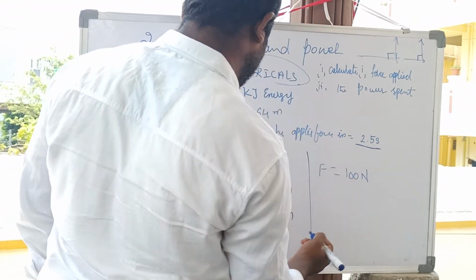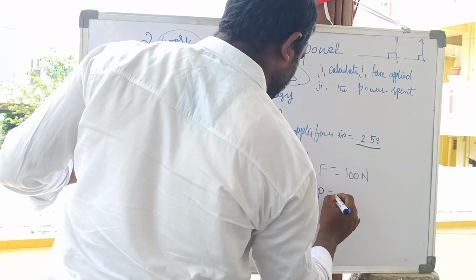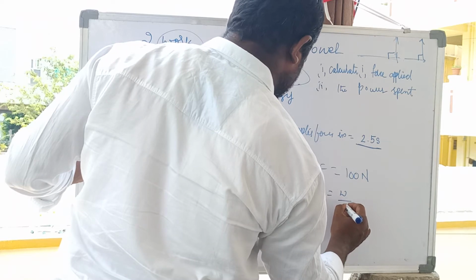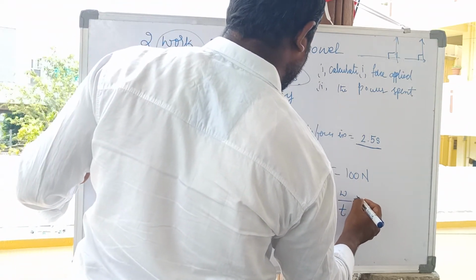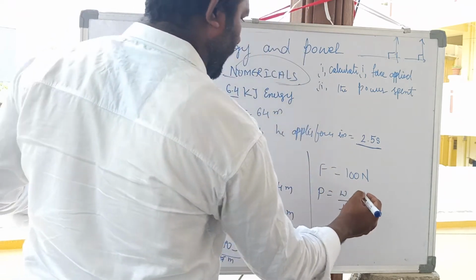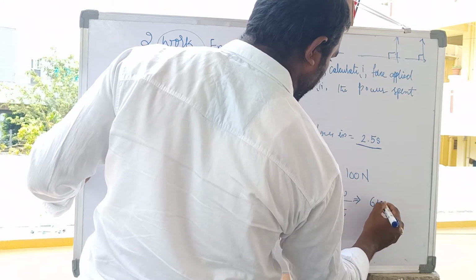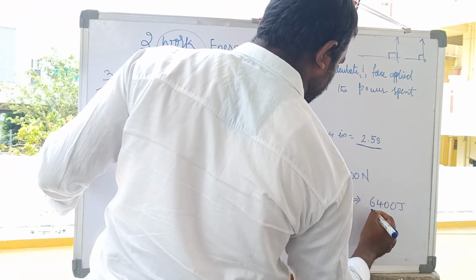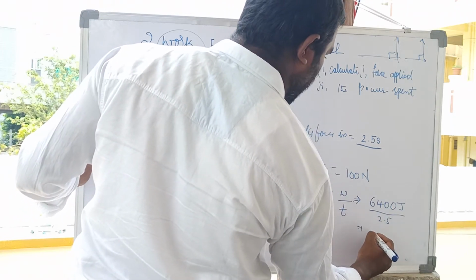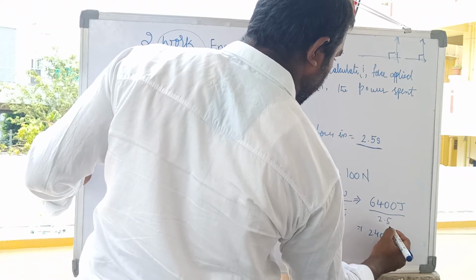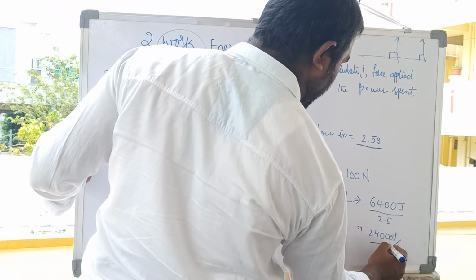Now next, power spent. Power is equal to work by time. Here the work is 6.4 kilojoules, which we can write as 6400 joules, and the time is 2.5 seconds. So power is 6400 by 2.5, which is 2560 joules per second, that is 2560 watts.